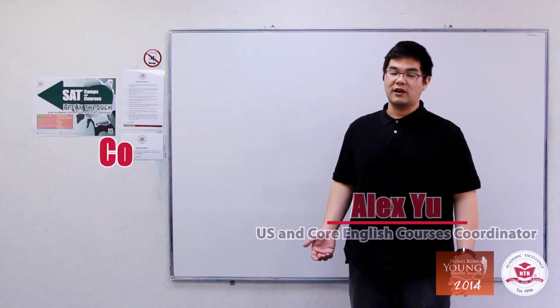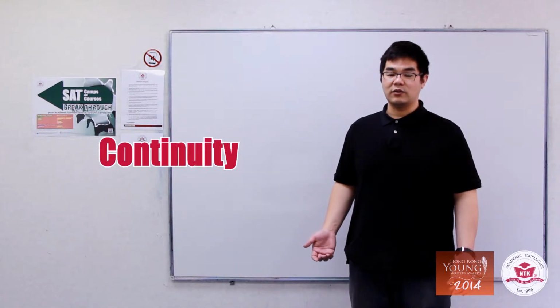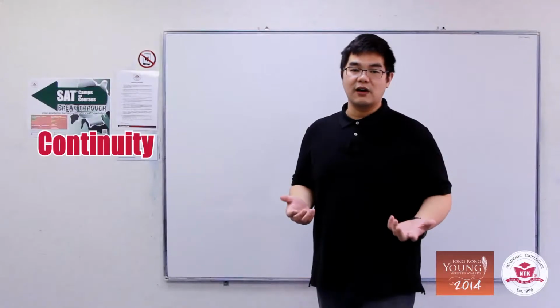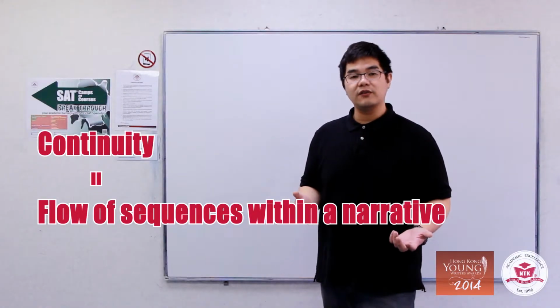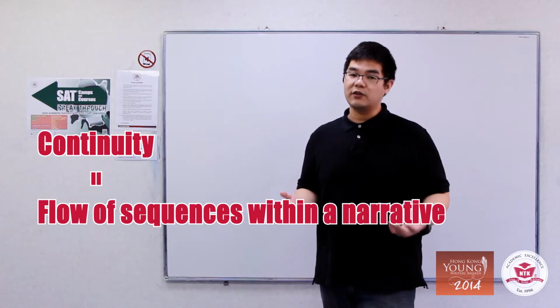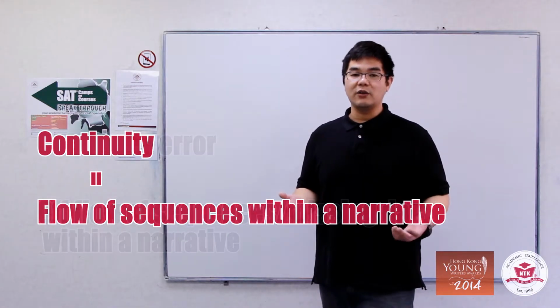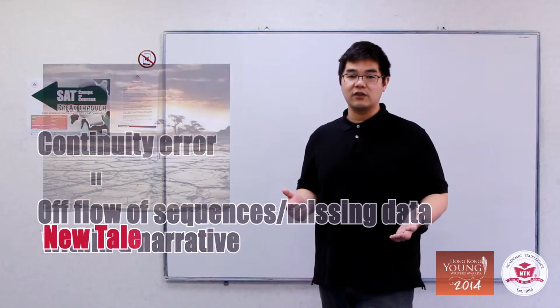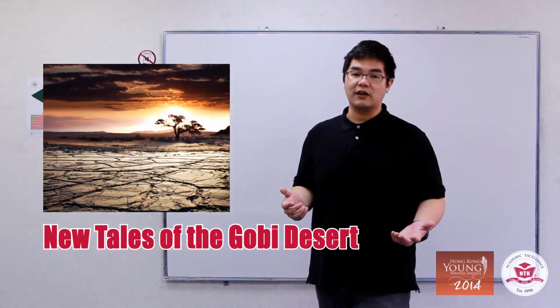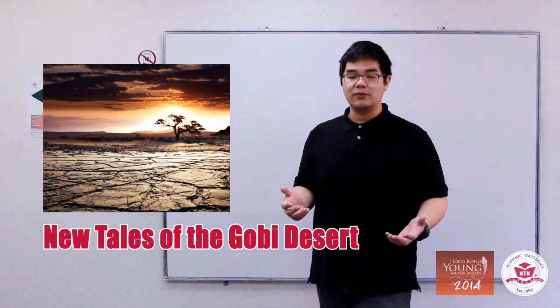This video will focus on continuity and why it's important. What is continuity? Continuity is a flow of sequences within the narrative, and if that flow of sequences is off, or there's missing data or information, then we have a continuity error. I'll use this year's topic of New Tales of the Gobi Desert and give you an example of a continuity error. Take for example this narrative.